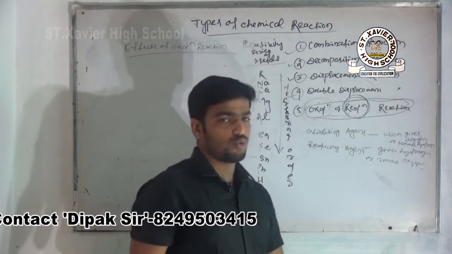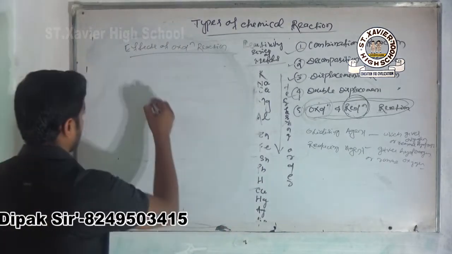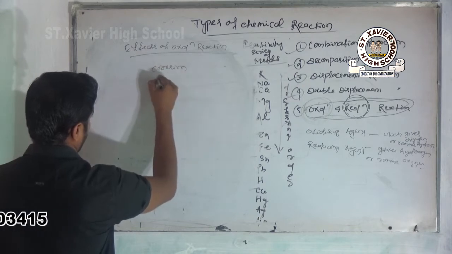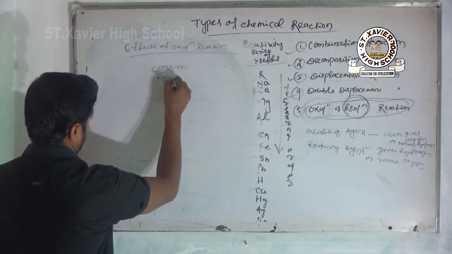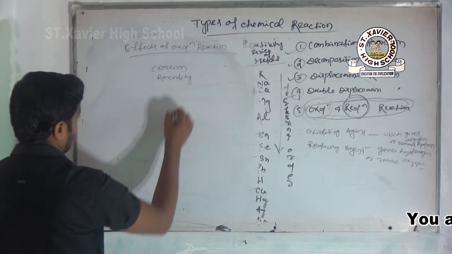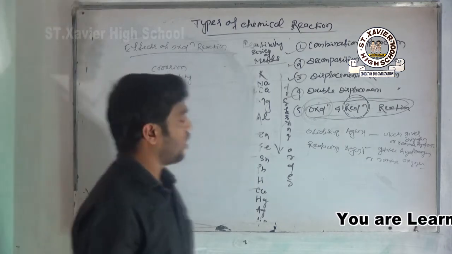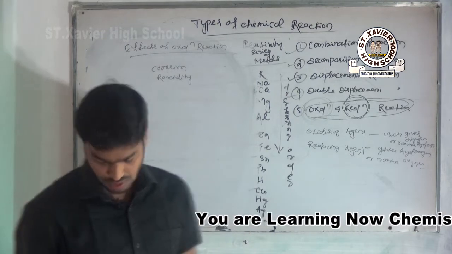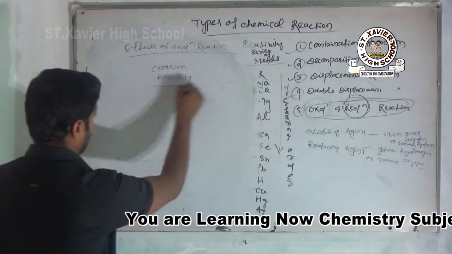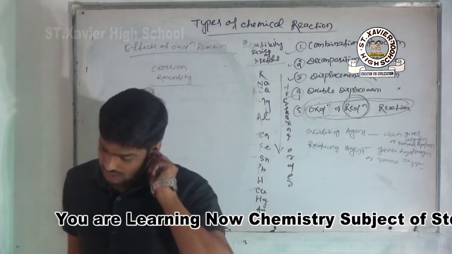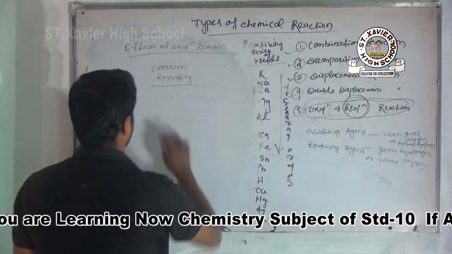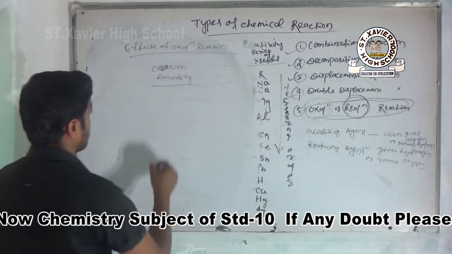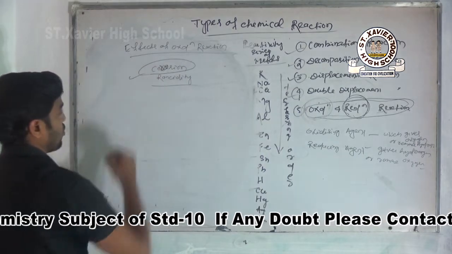Generally there are 2 effects. First is corrosion, and another one is rancidity. There are 2 effects of oxidation reaction. Then coming to the first one, what is corrosion, and the second one is rancidity. So coming to the first one, what is corrosion?